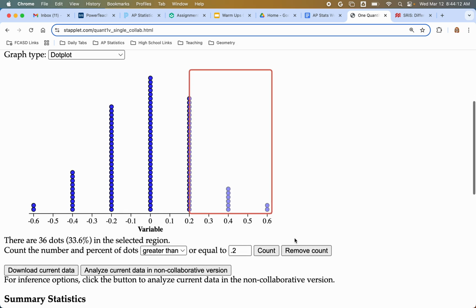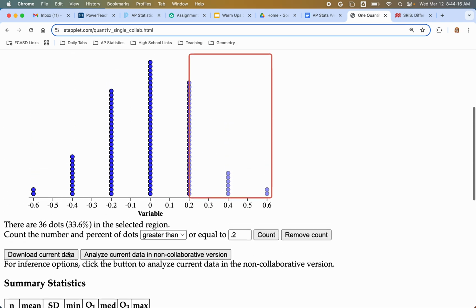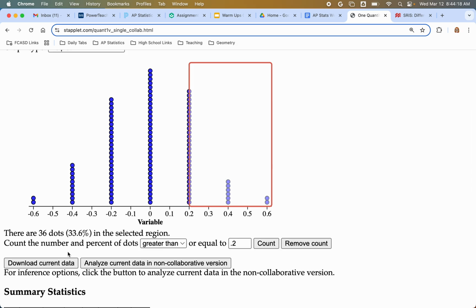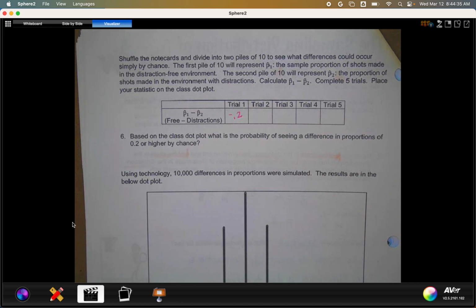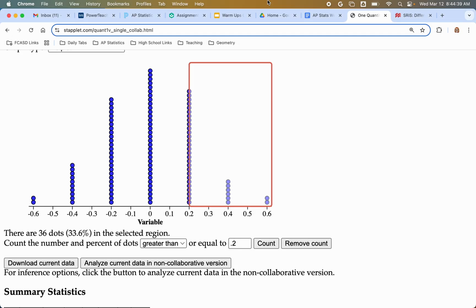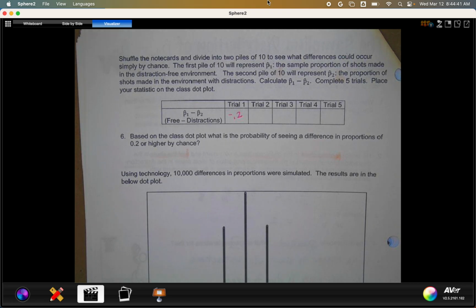So it counts the dots for me. There's 36 dots there out of 107. So I have a 33.6% chance here. So it's about a 33% chance of observing 0.2 or higher. I'm going to flip back to our other screen. So it's 33.6% in our simulation. It was 36 dots out of 107.